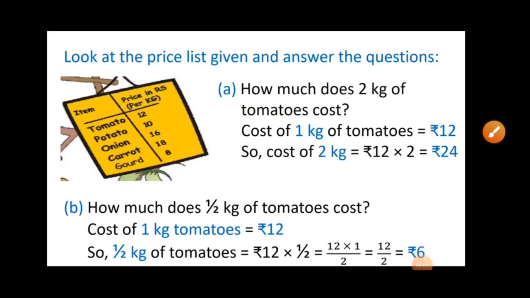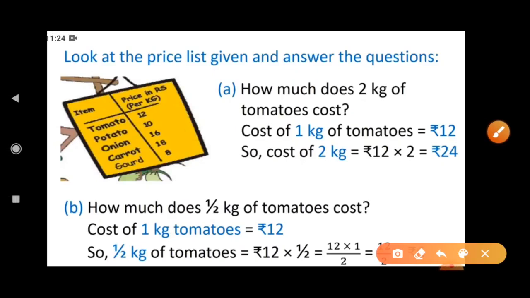Look at the price list given and answer the questions. First question: how much does 2 kg of tomatoes cost? Here cost of 1 kg tomatoes is 12, that is given in the price list. So cost of 2 kg tomatoes, we have to multiply 12 with 2.